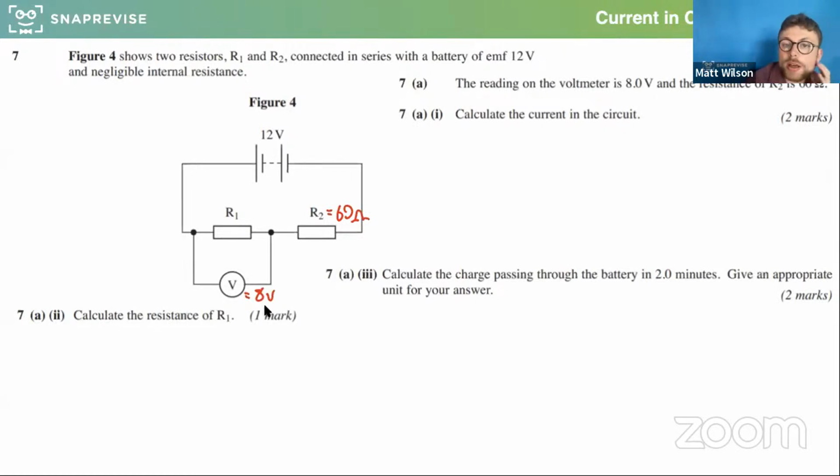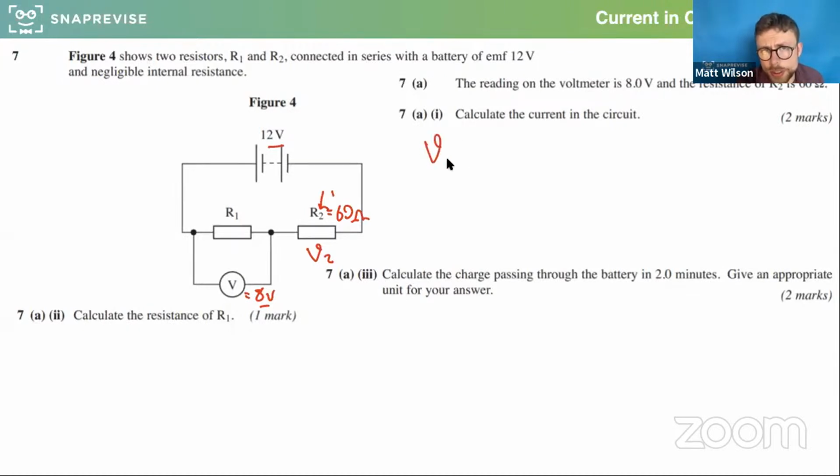Okay, good. In 7a part i, we're asked to calculate the current in this entire circuit. There are a few ways we could do this. We know this resistance, and we know this voltage, so it seems like we could figure out this voltage. Let's call it V2. If we know the voltage and the resistance, we can use Ohm's law to find the current. So let's have a go.